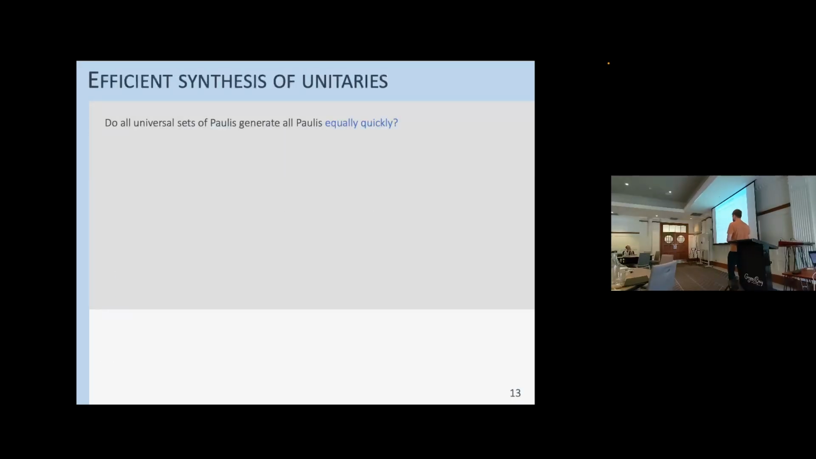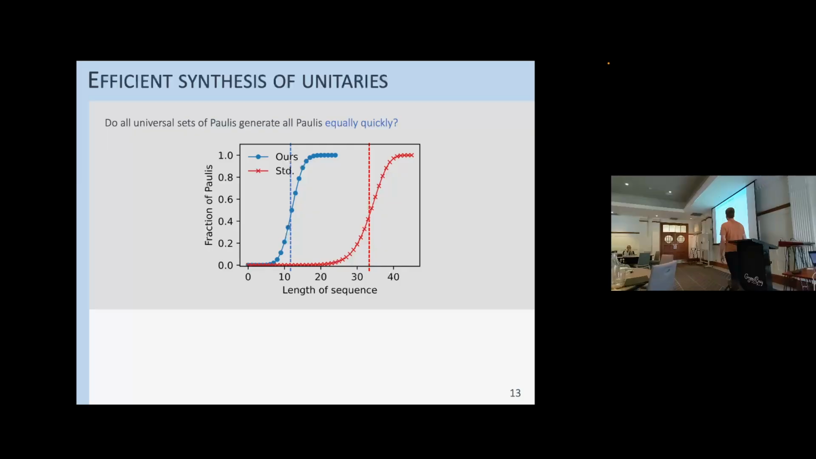Okay, so the last question I want to address is, do all universal sets of polys generate polys equally quickly? So I'm saying, assuming you can take commutators of your polys to get everyone, are all universal sets created equally? Meaning, how does the depth of this tree I need to make vary with the set I started with? Because if we can find one that generates polys more quickly, that's going to be a more efficient gate set, right? And so here's an example.